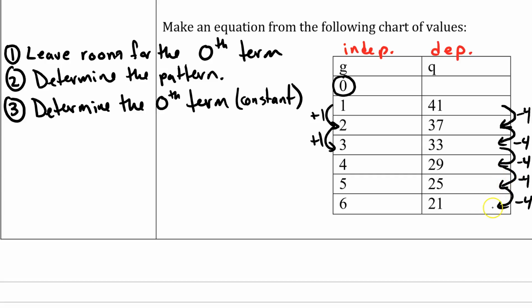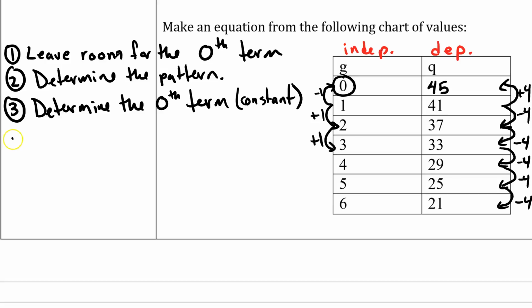So if I want to go from 21 to 25, up 1, I add 4. 25 to 29, I add 4. That means if I want to go from the independent value of 1 to the independent value of 0, I'm going to subtract 1 in the independent, but what am I going to do? I'm going to add 4. So that means that the zeroth term is going to be 45.